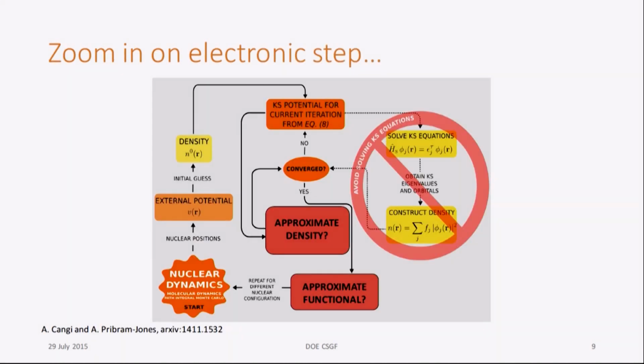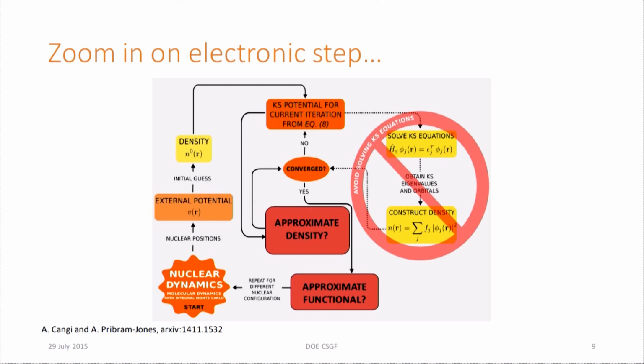So if we zoom in on that electronic step, if we did things the way that I showed in the last slide, we would come over here to solving these Kohn-Sham equations, and we'd have to go through here until we were converged for every single time step. Instead, if we have some approximate density and some approximate functional for the energy that we're interested in, then we'd be able to bypass this entire step.